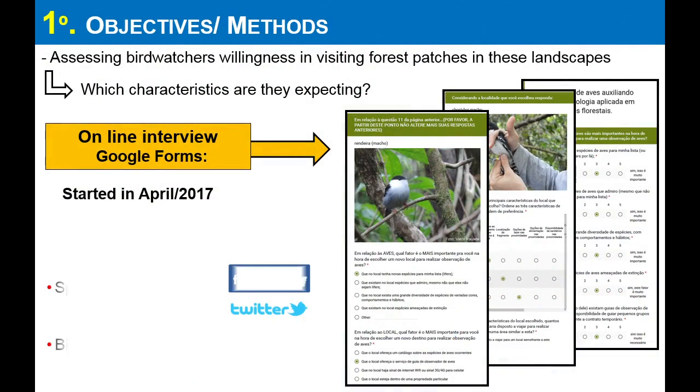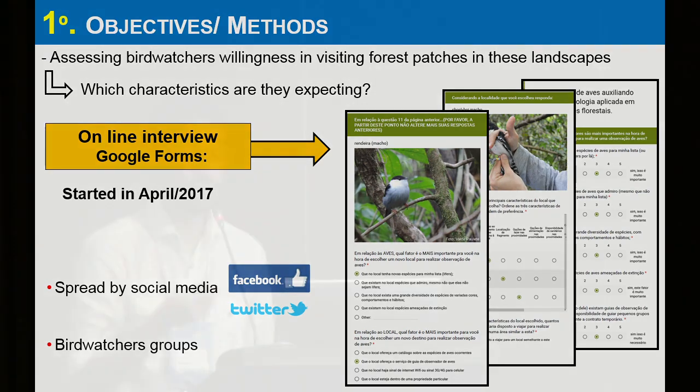Because of this, I'm doing my research. I'm trying to assess bird watchers' willingness to visit forest patches in these landscapes, and which characteristics these bird watchers are expecting. So I'm using online Google forms interviews, and I spread them through social media and bird watchers groups. I'm still at the beginning, as you can see. I started in April, but I have some good previous results to share with you. Well, I asked about the forest patch that you are trying to find.